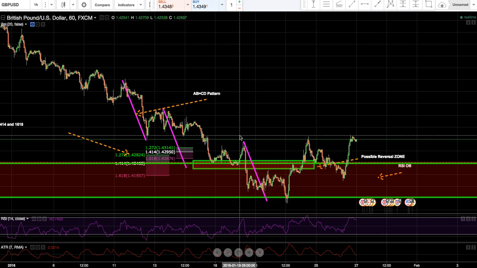I'm going to make a short video, just going to go through a few pairs and tell you what I think. I'm going to show you an example of a pair which I posted on TradingView and explain my thought process regarding that pair. That pair is the pound dollar.